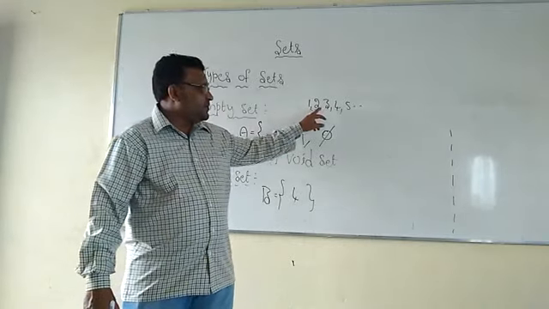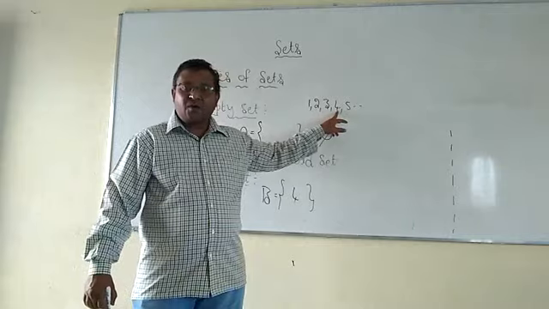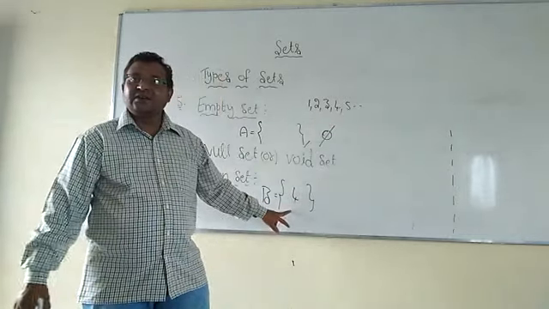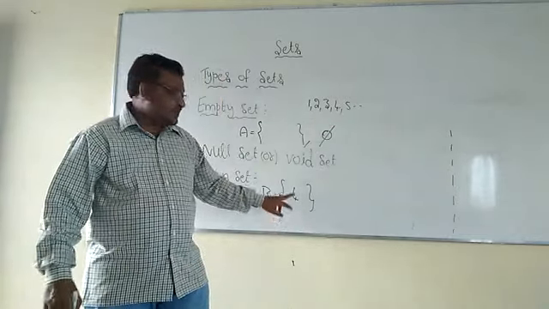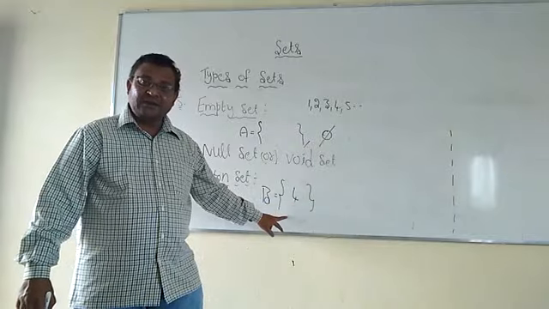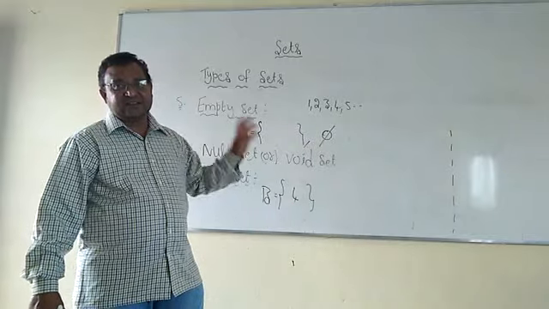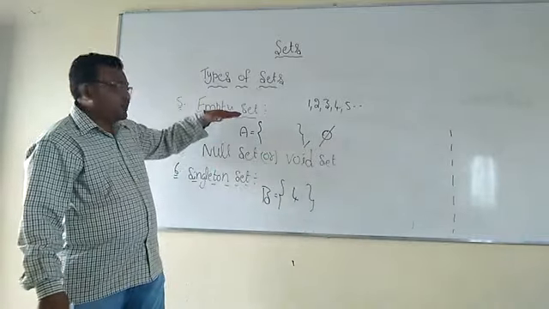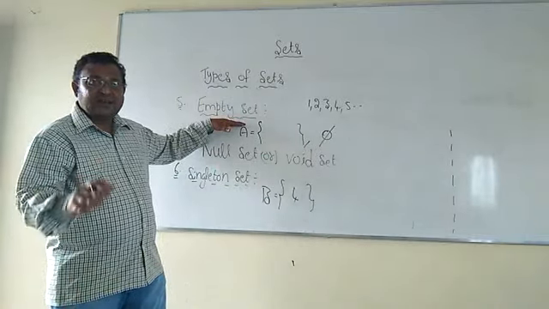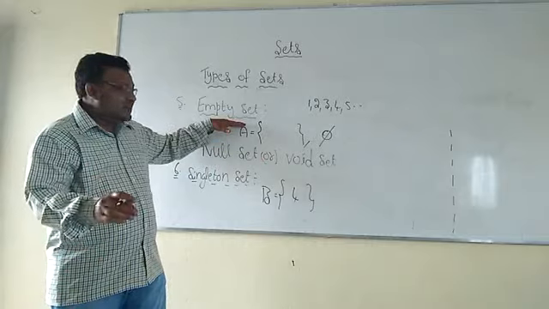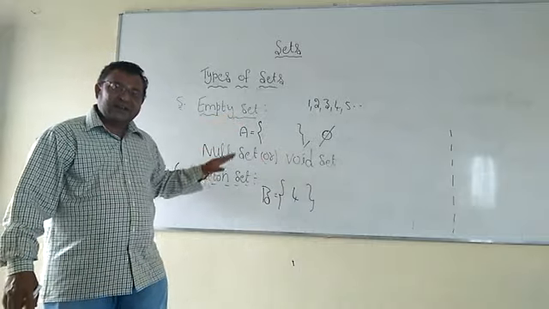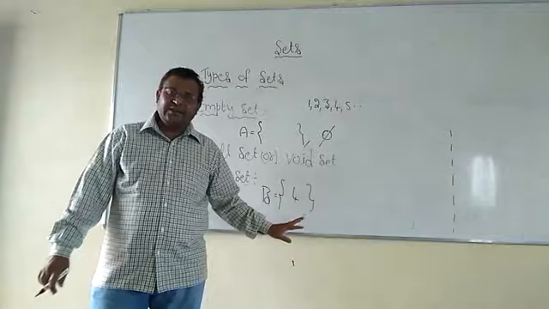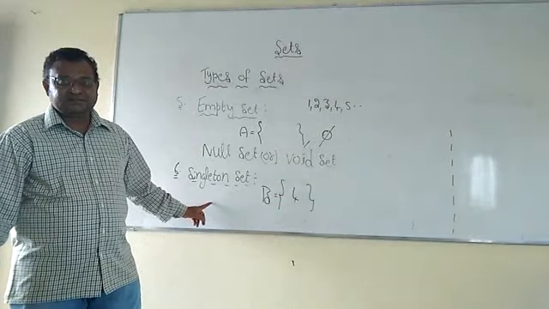So what is the natural number between 3 and 5? 4. Only 4. So how many elements here? Only 1. So if a set contains only one element, then that set is called a singleton set. So clearly, the difference between these two: if a set contains no element, then that set is called an empty set. If a set contains only one element, then that is called a singleton set.